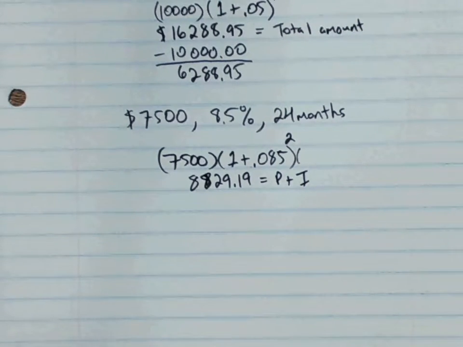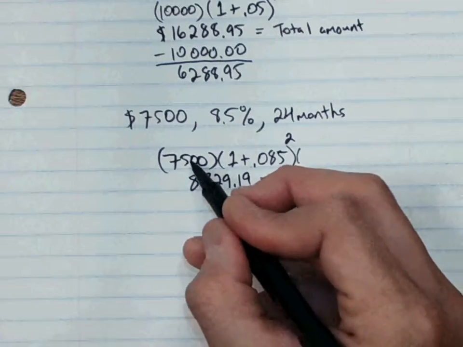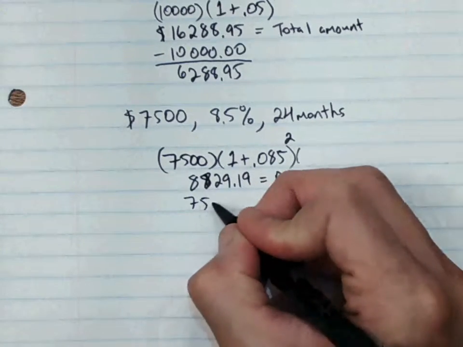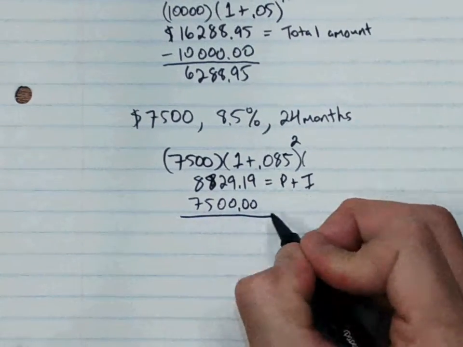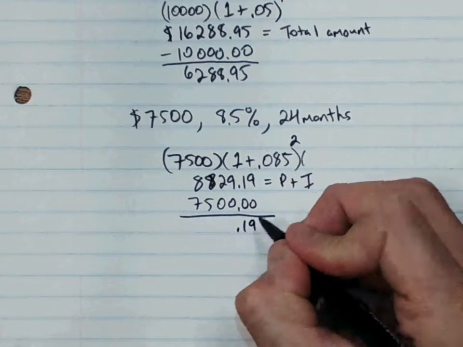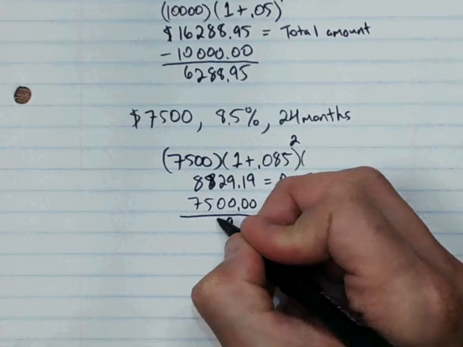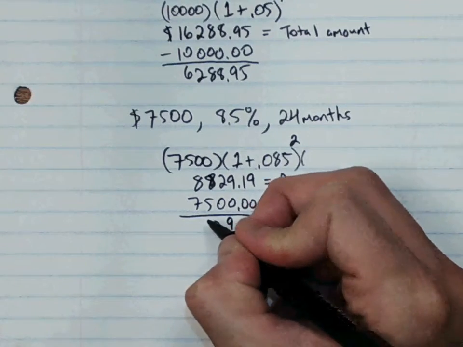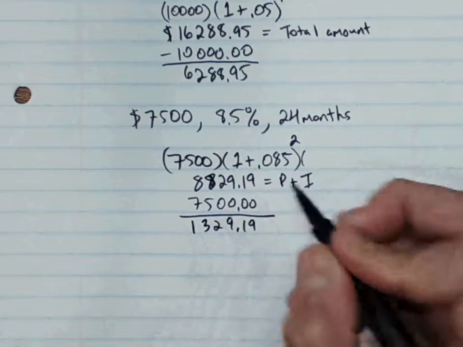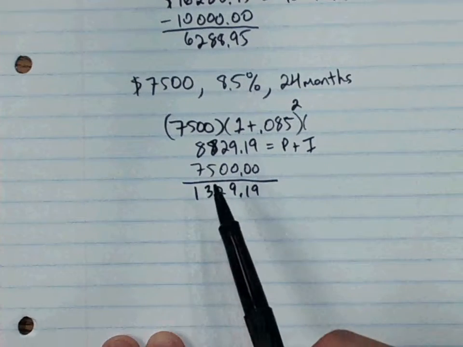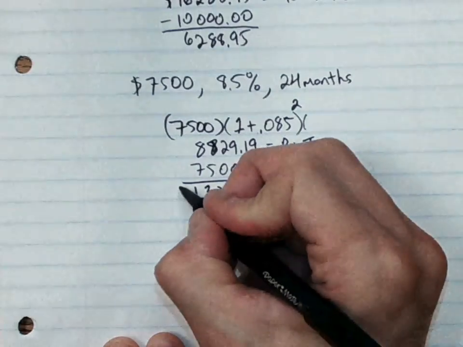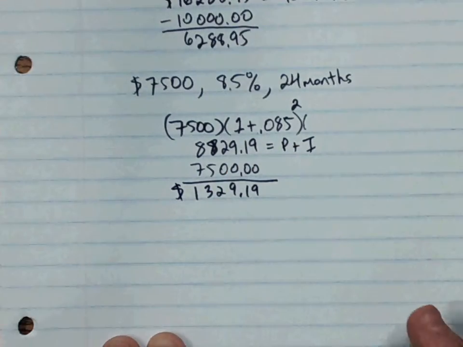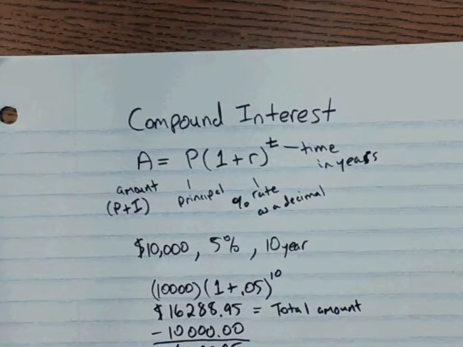If I want to know just how much interest, again, you take your principal amount and you subtract. So this is telling me that the interest earned was $1,329.19.